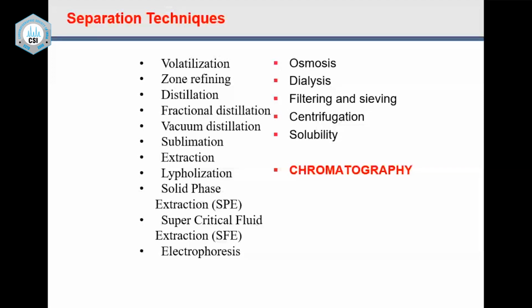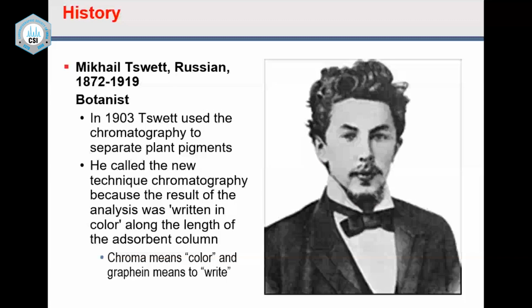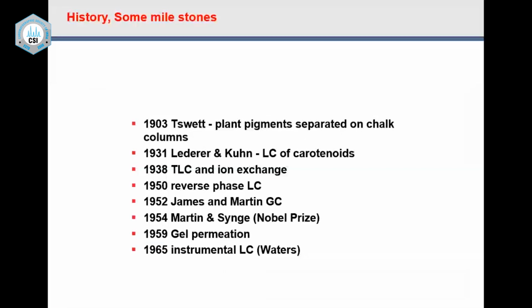Dr. Rama definitely told about Mikhail Sweat, who developed this technique, and he mentioned how the name of chromatography has come. So I'm not going to talk much about them. Let us go and see what are the milestones of chromatography. So in 1903 he started. In 1931 Lederer and Kuhn reopened the work which Mikhail Sweat did, because there was a big gap between 1903 and 1931. So they worked on LC of carotenoids.